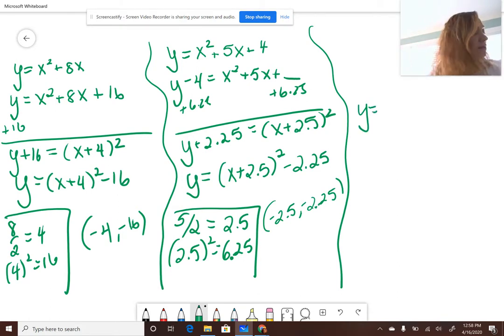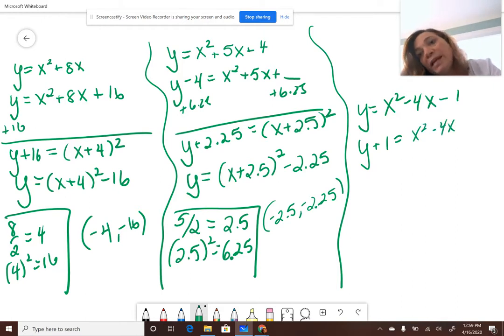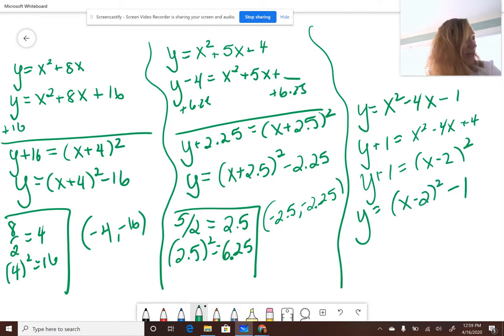Y equals x squared minus 4x minus 1. So y plus 1, because I'm going to move that. And you get x squared minus 4x. Half of -4 is -2, and -2 squared is +4. Because a negative times a negative is a positive. So you get x minus 2 squared. So final answer, x minus 2 squared subtract 1.